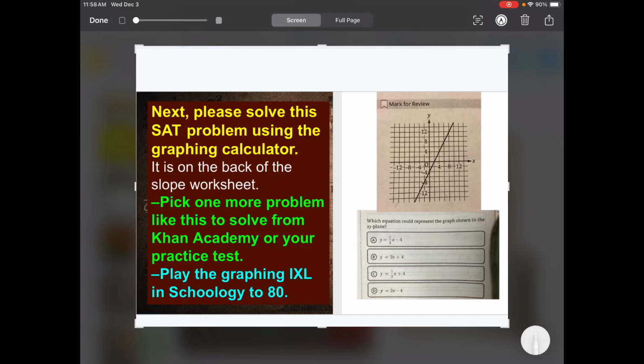Greetings, college prep scholars. Today we will practice using the Desmos graphing calculator to solve SAT questions like this one. You can find this one on the back of the slope worksheet, or you can work from the agenda slides that are in Schoology.